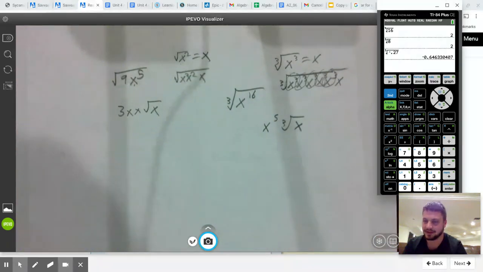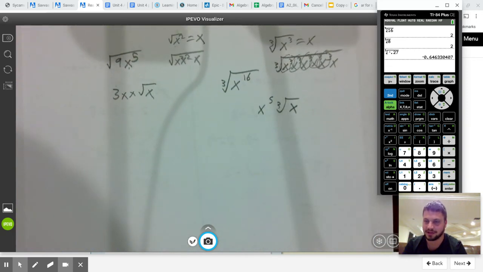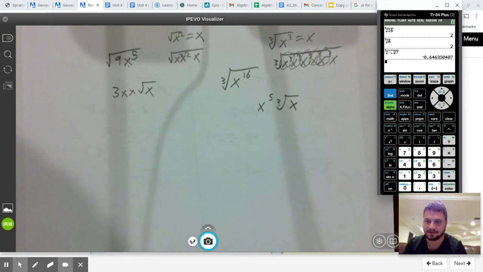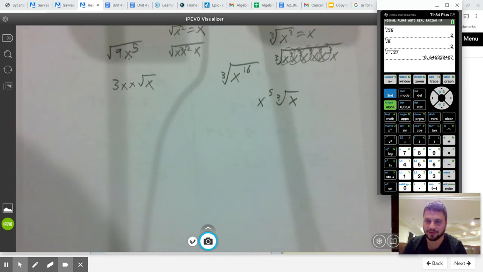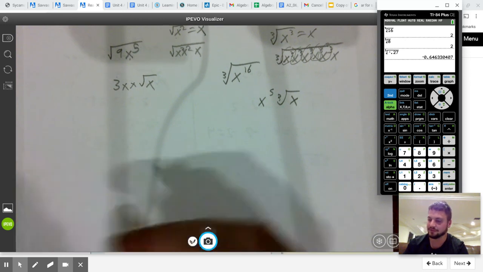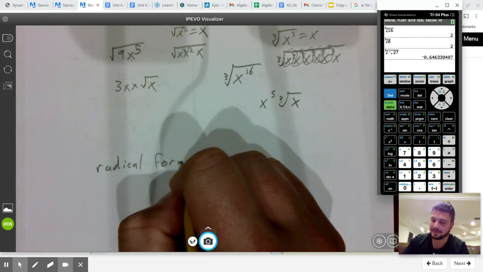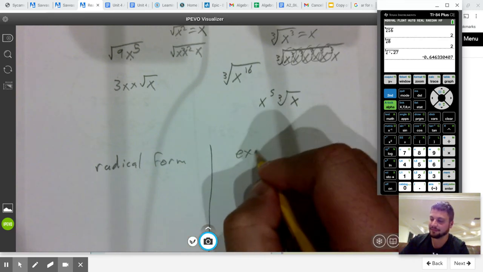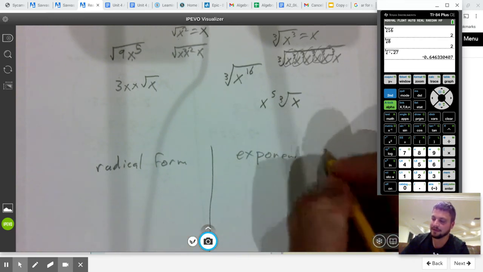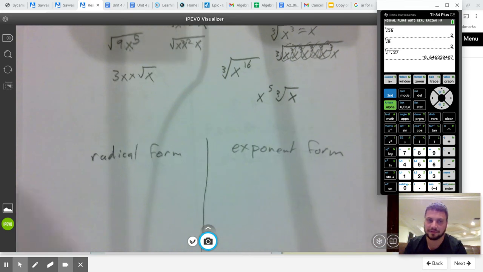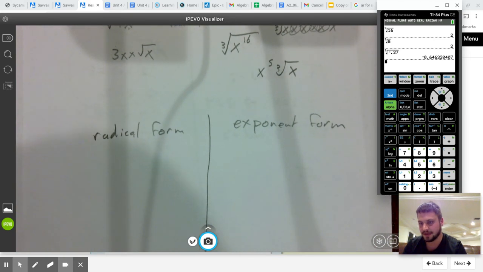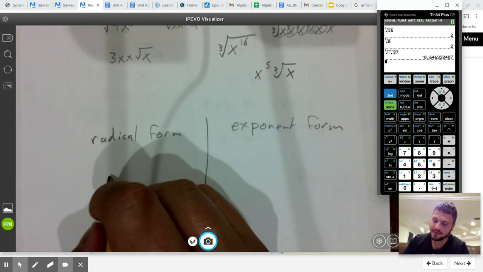The only other thing that is in this chapter is switching back and forth between these two forms. It's what's called radical form and also what's called exponent form. Two equivalent forms are just written in a different way. Okay, so let's give you one.